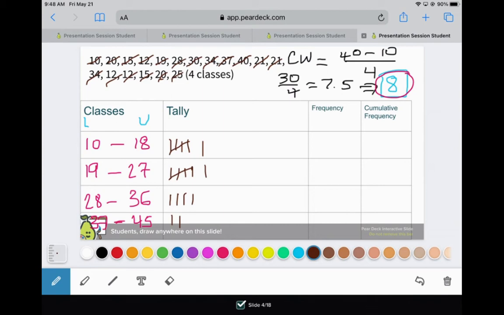Okay, so the tally, I'm just counting to see how many numbers belong to that class. The frequency, who remembers what I do for the frequency? Yeah, I'm just using the tally, which is 6. Good. 6 again. 4 and 2. Good.